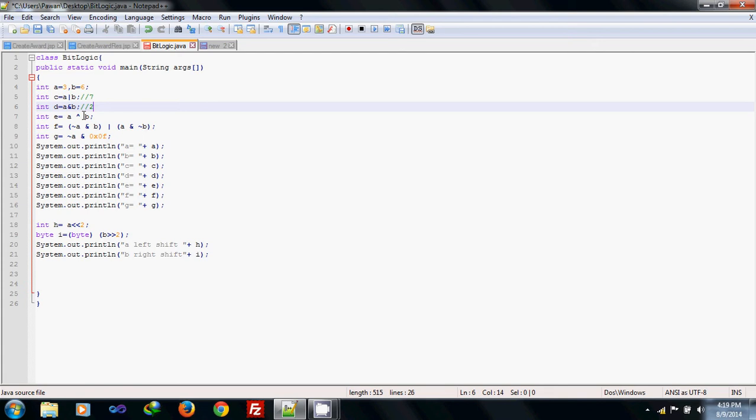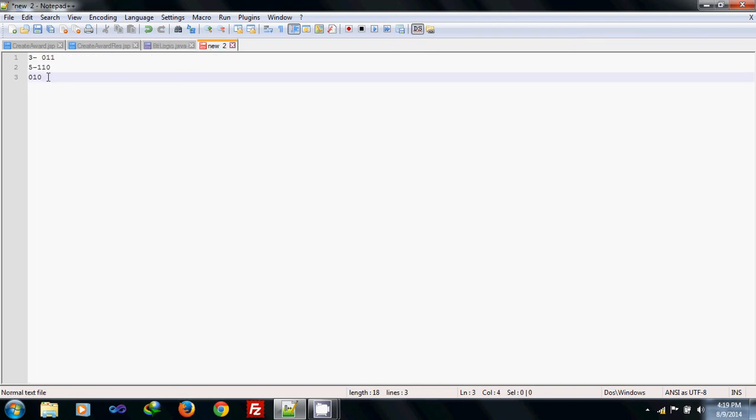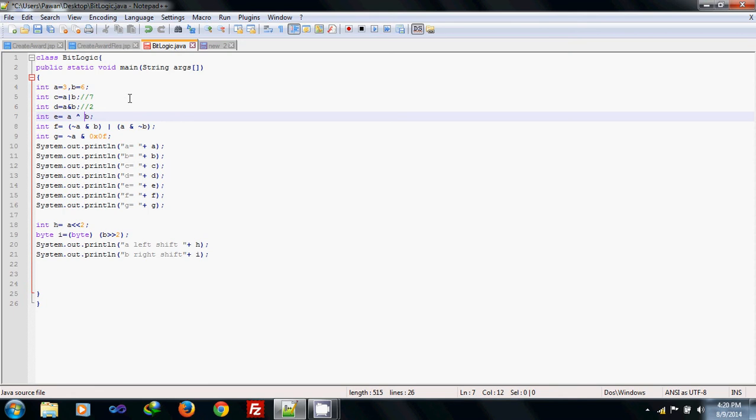Now for this one, A ^ B, this is actually XOR. For XOR, only if the bits are different will it give 1. So the logic is 0 0 is 0, 1 1 is 0, 0 1 is 1, and 1 0 is 1. So here it is 1 0 1, which is 5. Like this it should give.